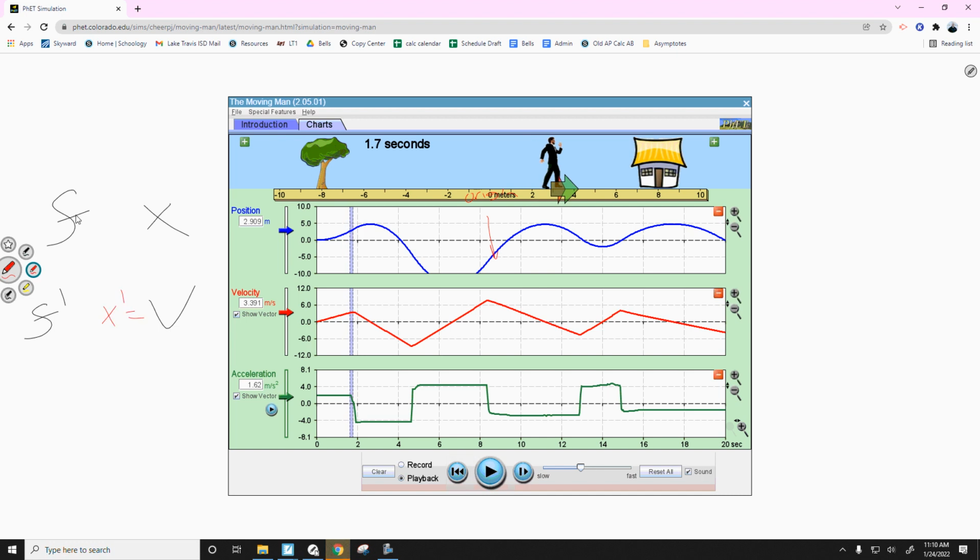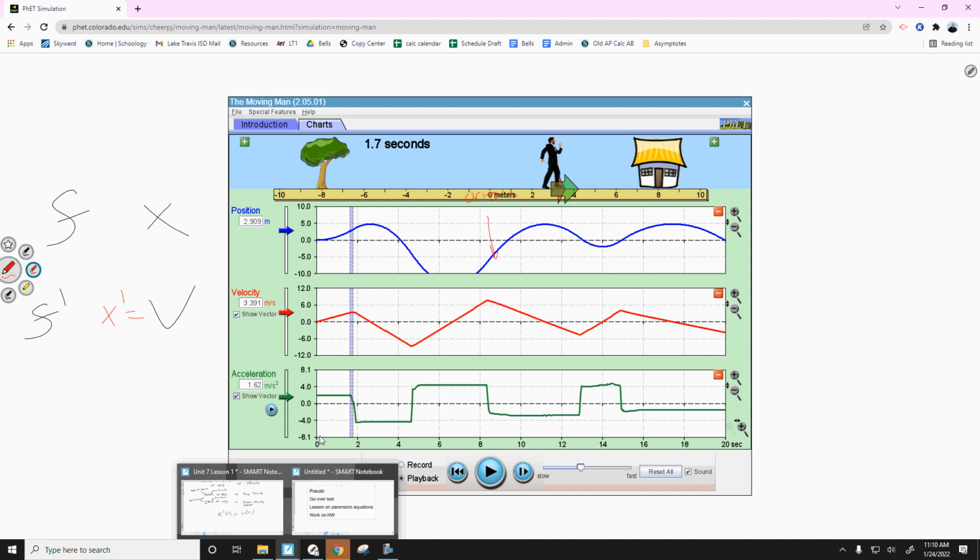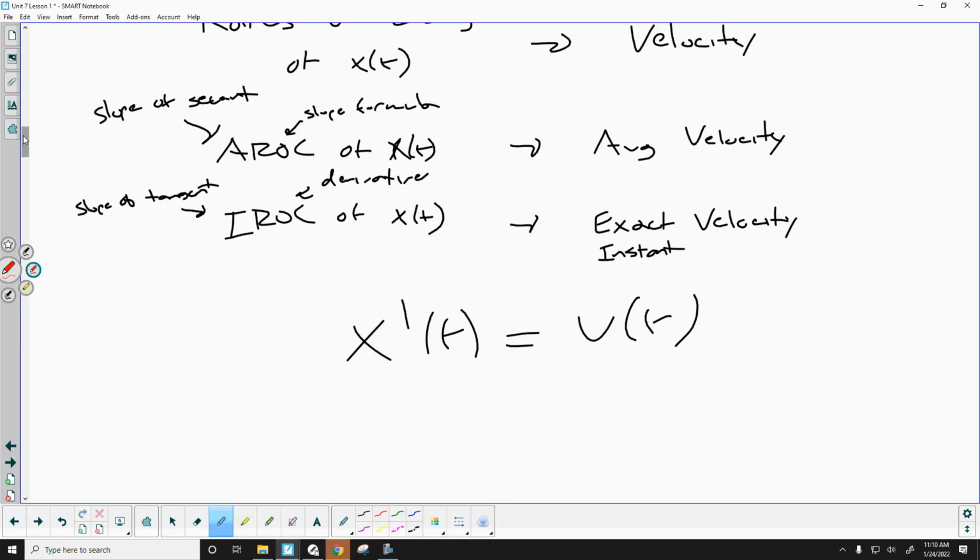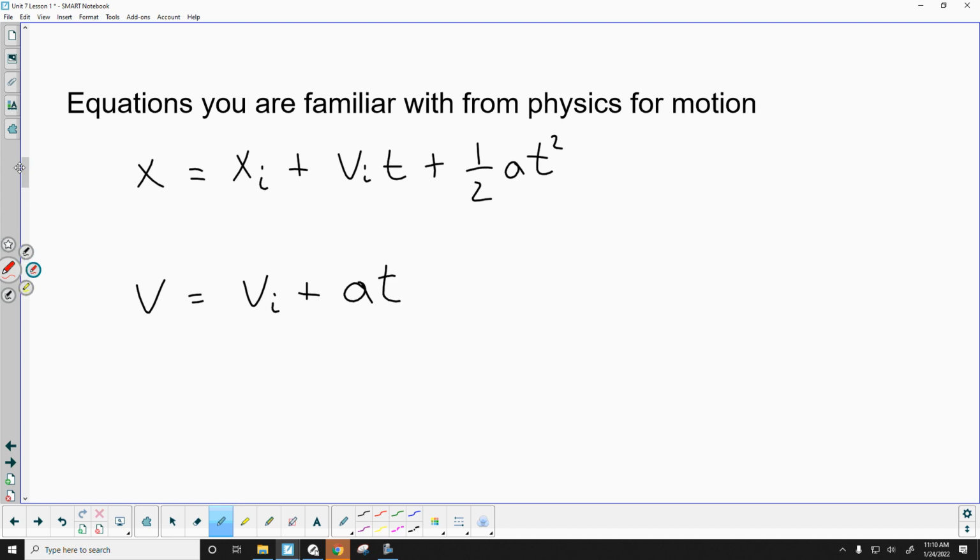F prime, we've done so much with that. We're going to be doing the same stuff that we've done already. It's going to be x prime. Cool? Here's another thing I'm going to show you, and this usually drives it home. Because you guys are used to physics, you're used to using a bunch of equations to answer motion problems, right? You guys remember these equations?